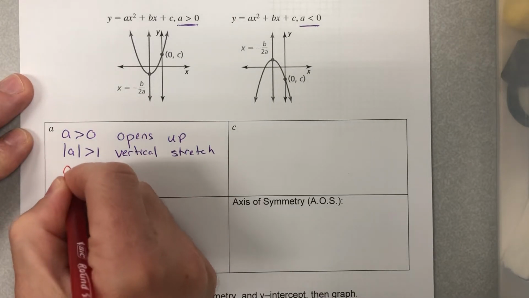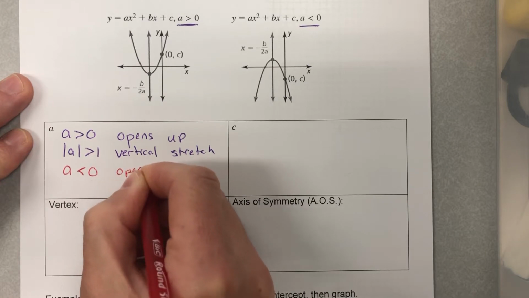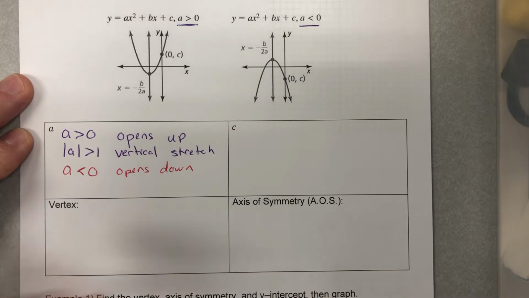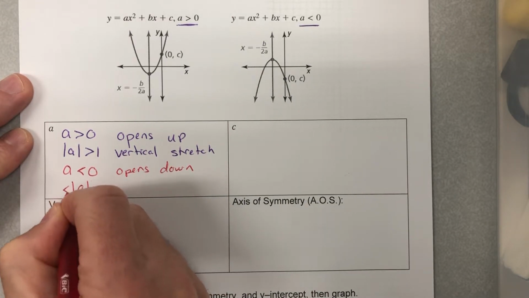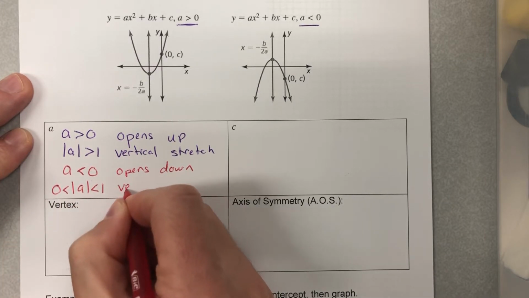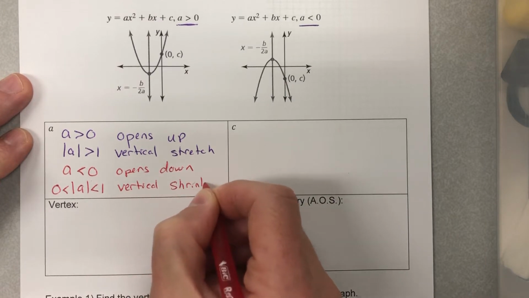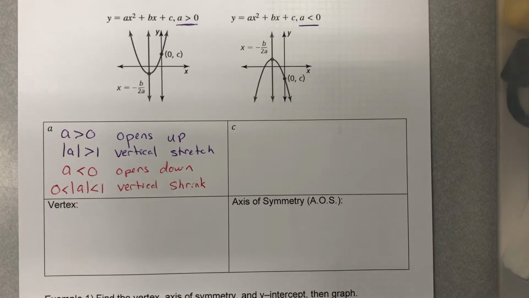If our a value is less than 0, our parabola opens down, and if the absolute value of a is greater than 0 but less than 1, it's a vertical shrink. That's similar to the other transformations we've learned so far.